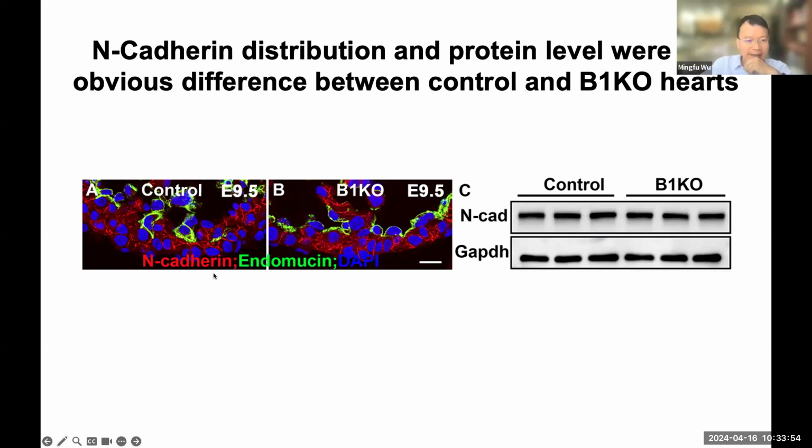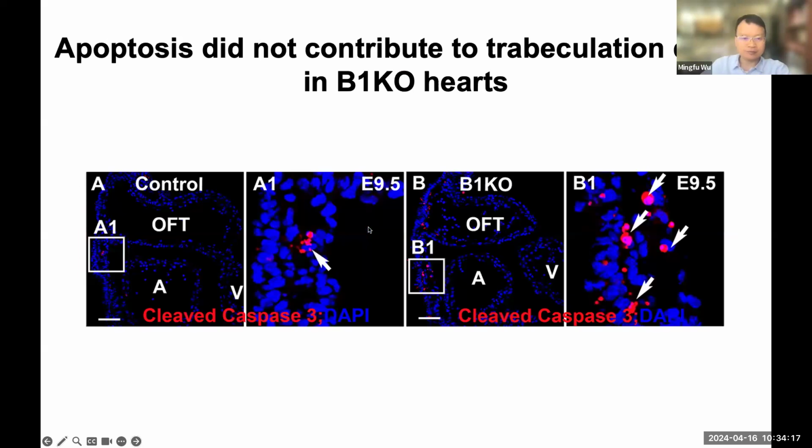So we examined the distribution by immunostaining and the protein level by Western blot, and we found that the protein level and the distribution were not significantly different. So we can fairly say that distribution and protein level are not the factors that contribute to trabeculation and the organization defect in the B1KO.